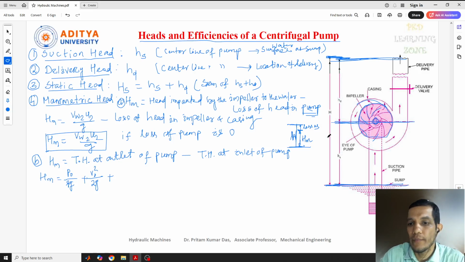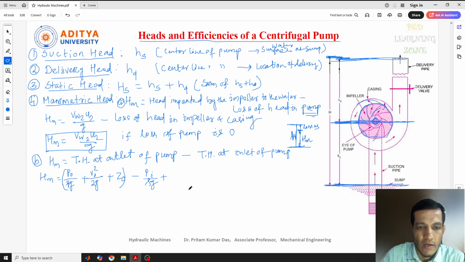So that is the distance from this level up to the point at which the pump is situated. So that is Zo, at the outlet condition. Similarly, the total head at inlet condition of the pump, we can write Pi by rho g, plus Vi square by 2g, plus Zi, each in brackets.